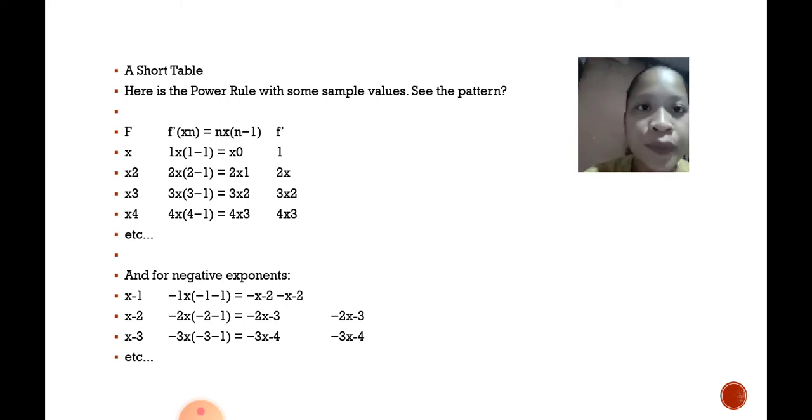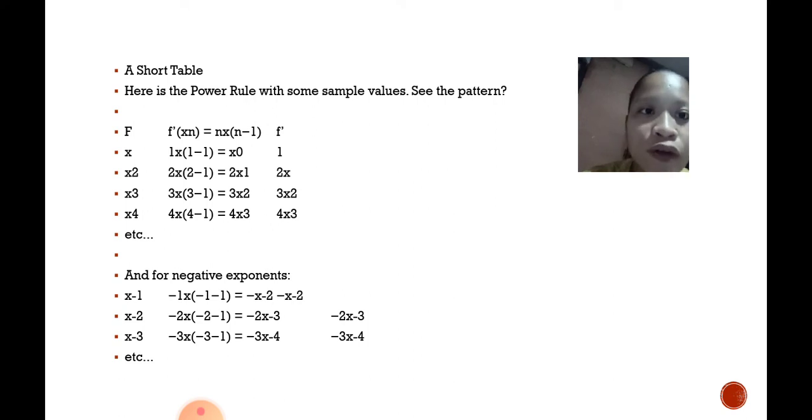For x cubed, 3x to the power of 3 minus 1 is equal to 3x squared. Let's proceed to x to the fourth: 4x to the power of 4 minus 1 is equal to 4x cubed, and so on.